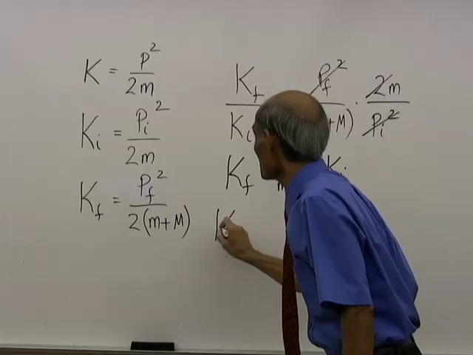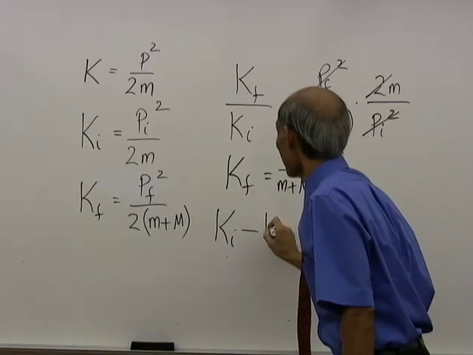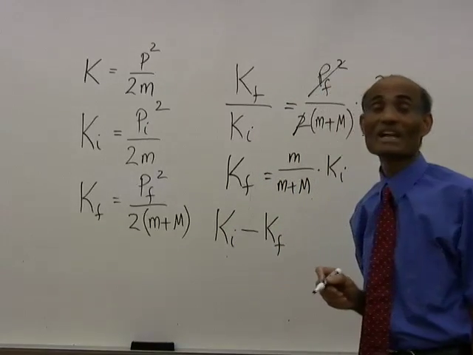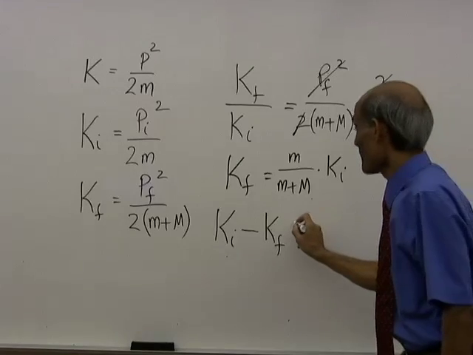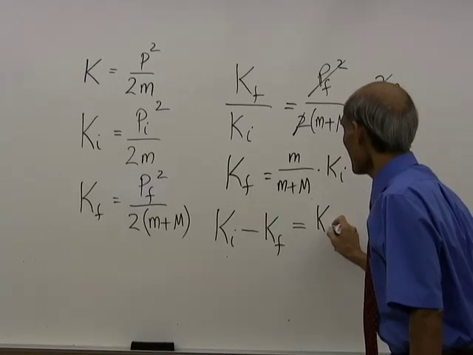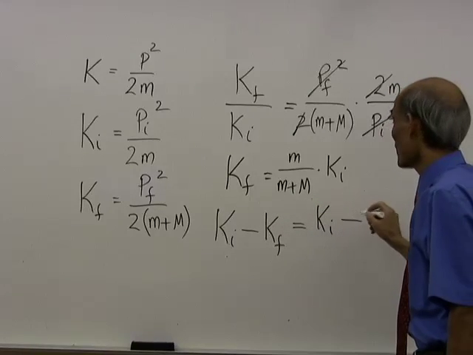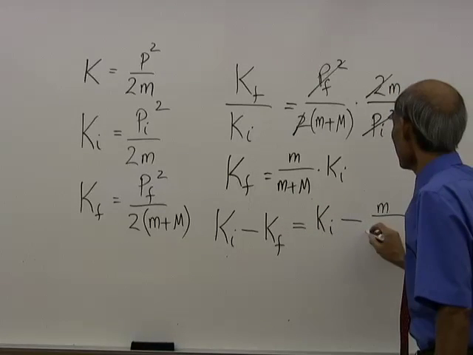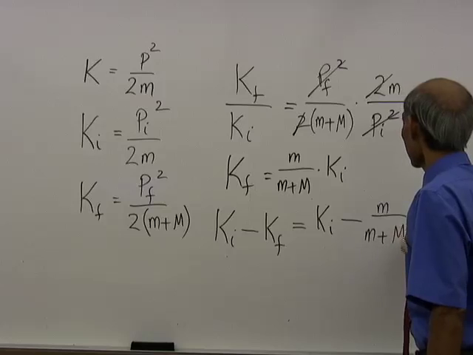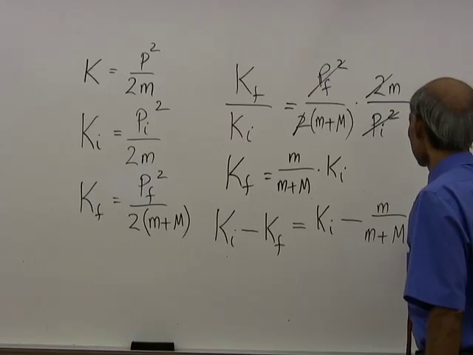Therefore, what is Ki minus Kf? The kinetic energy lost. So that will be Ki minus Kf. I'm going to use this quantity. That will be M over (m plus M) times Ki.